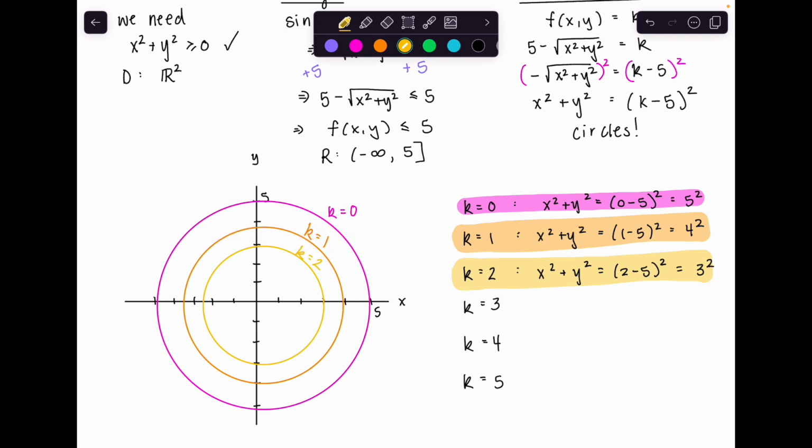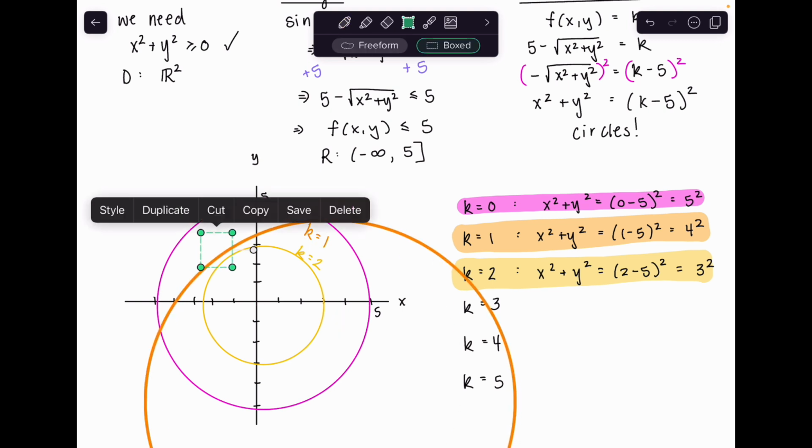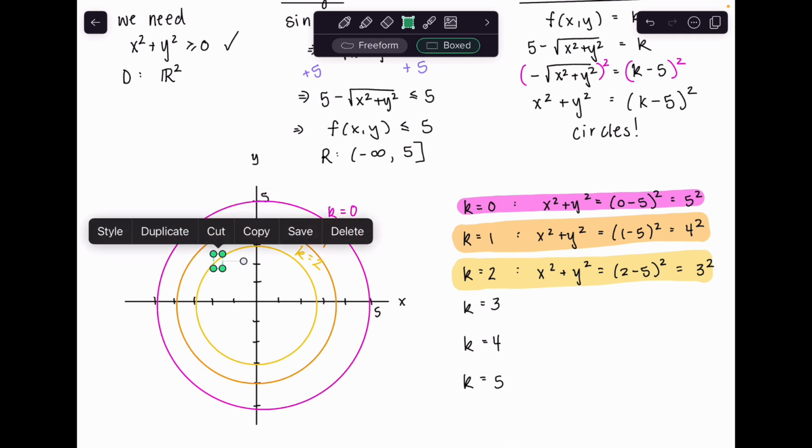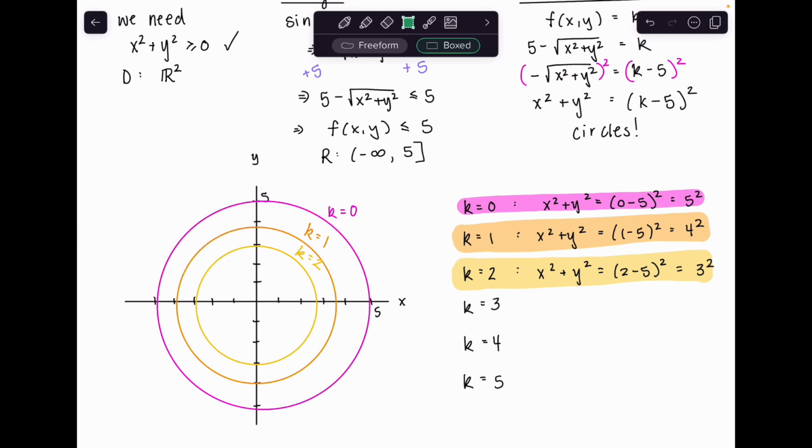So these should be nice and concentric circles. Let's try to make them a little bit better. Let's try to move this one over a little. There we go. It's a little bit better.